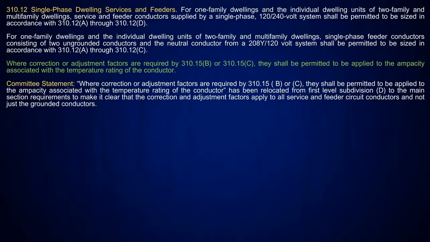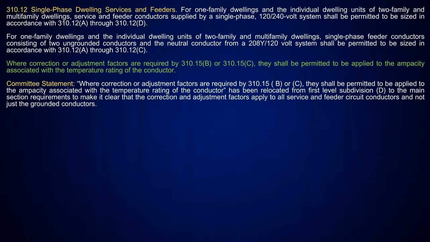If you go look at 110.14(C), it talks about your ampacity adjustment and correction factors, or both, and it talks about being based on the rating of the conductor. All they're doing is aligning with that, because this is getting out where you're dealing with service and feeder conductors, and not just the grounded conductors.